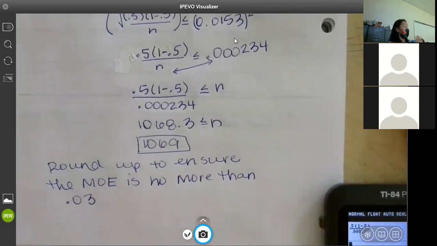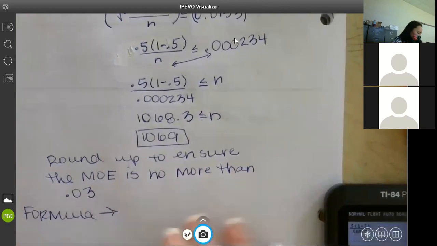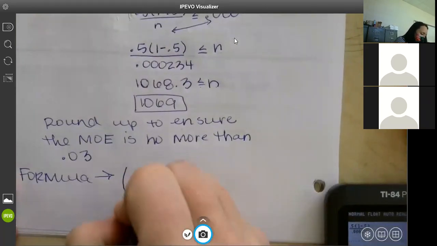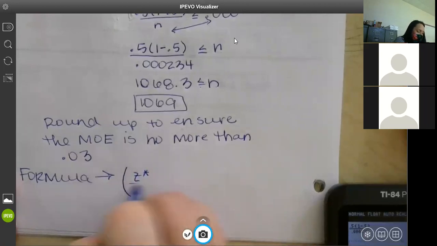All right, so that's a lot of work, right? Having to do all that algebra stuff. But it's the same formula that you've been using, right? If you would like a different formula so that you just have to type it in your calculator, it is this. I do not care which formula you use.